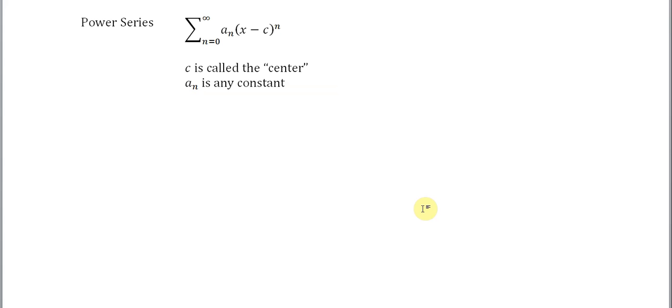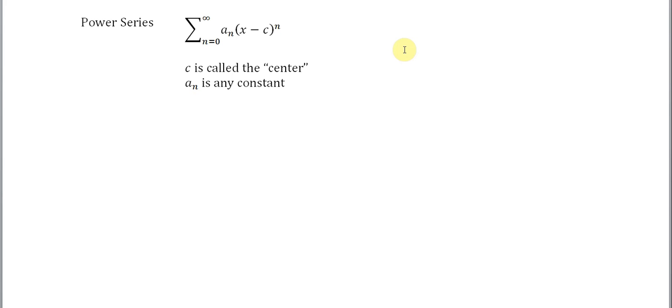So hopefully you see from the previous work and examples that there is, no pun intended here, quite a bit of power to representing functions as an infinitely long polynomial. Okay? And the word power here really comes from the exponent here. So this is a series of infinitely long polynomials with some pattern. So the constant c here represents the center. We call that the center of the series.